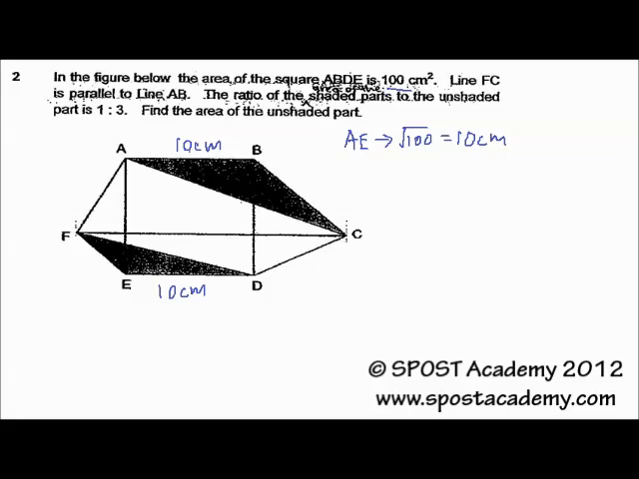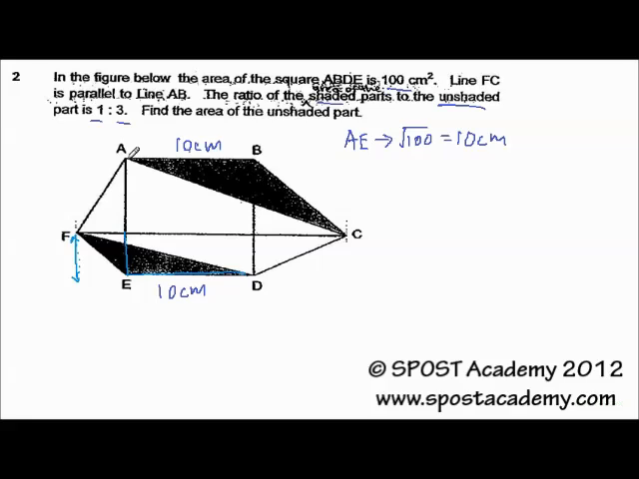So we also know that the area of the shaded parts to the unshaded parts in terms of ratio is 1:3. Now let's look at the shaded part. If we were to look at triangle FED, and we use this as the base, which is your DE, then the height of this triangle would be this part here, which is also this part here.